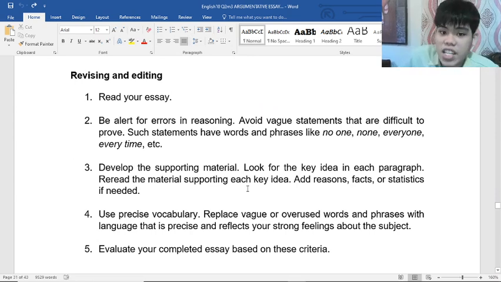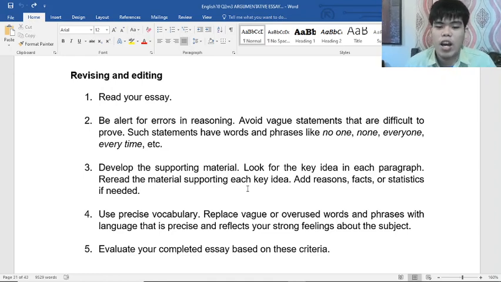So, some tips in revising and editing. Read your essay, reread it. Try rereading it after, let's say, two or three hours once you have finished your work, because you will have time to cool off and have a different aura, and when you read your own essay, you will be able to look for different errors. Be alert for errors in reasoning. Avoid vague statements that are difficult to prove. Such statements have words and phrases like no one, none, everyone, every time, etc.